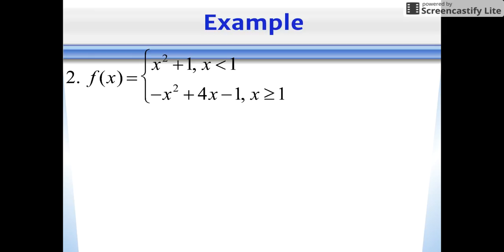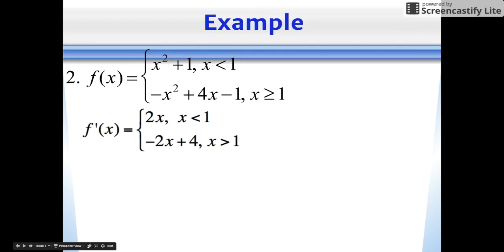So finding a derivative of a piecewise function is just finding the derivative of each piece. So just power rule, the top part is 2x for x is less than 1, and then the bottom part would be negative 2x plus 4, and that is x is greater than 1. Now notice that the bottom part of the derivative is just x is greater than 1. You can't include an underlined or a less than or equal to or a greater than or equal to, because this could be an endpoint and we can't have a derivative at an endpoint.